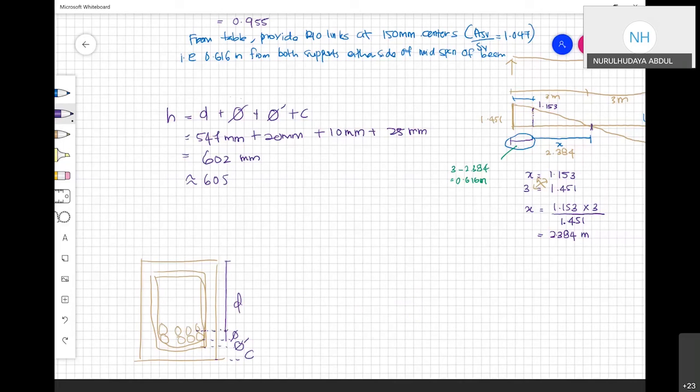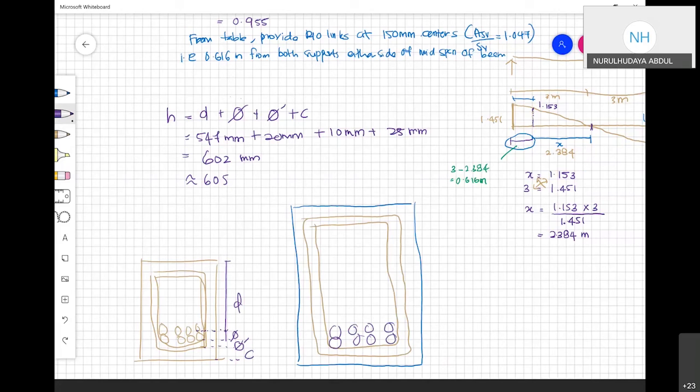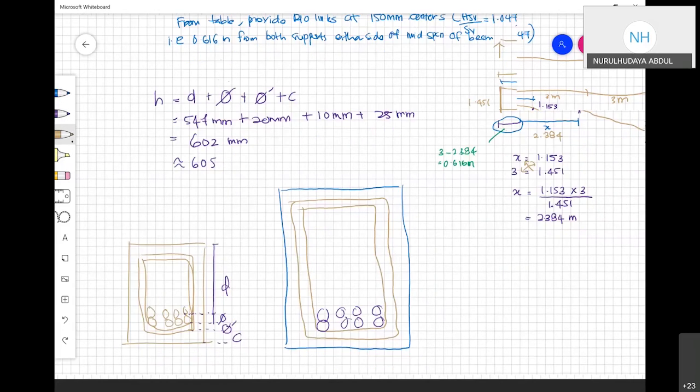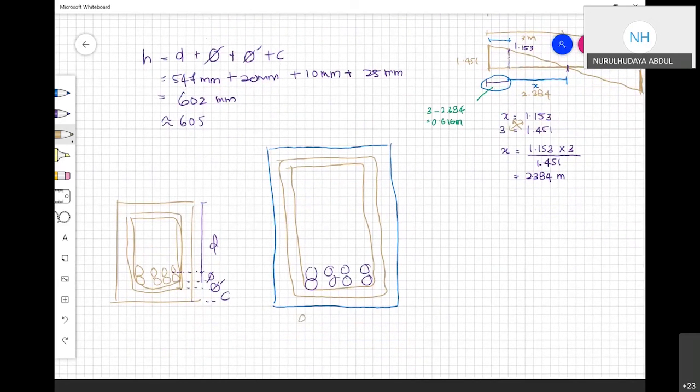Okay, kita dah almost finish. Our last step is we need to sketch. So kita boleh sketch. When you sketch, kita kena label lah. So we know that this is 8Y20, our main reinforcement. We also know that B adalah 325. And then kita kena juga label our effective depth, which is 547.